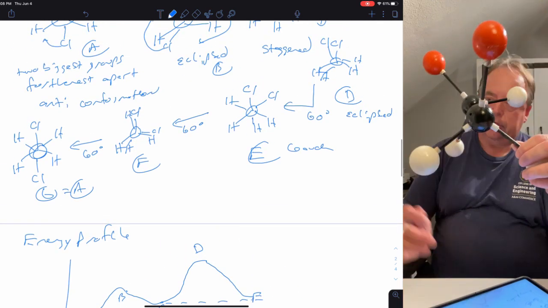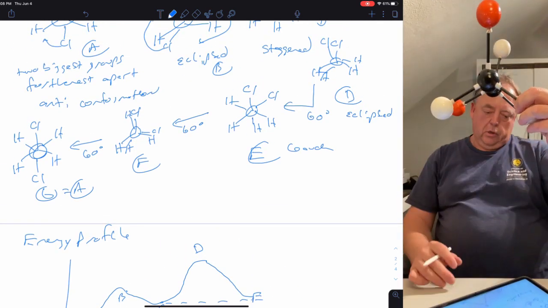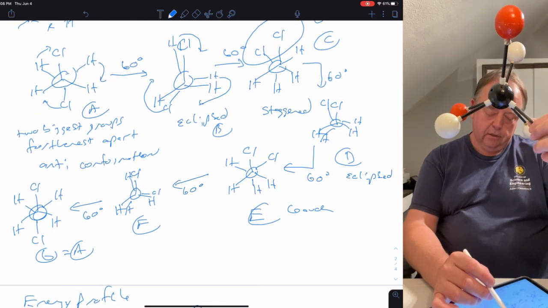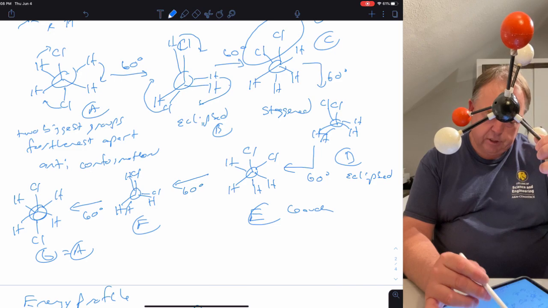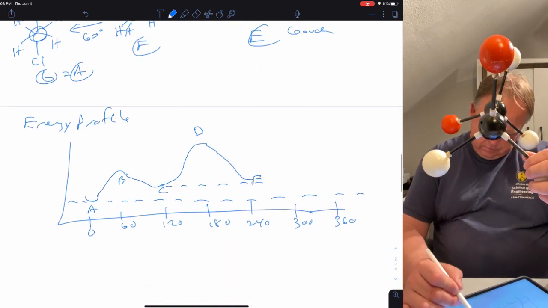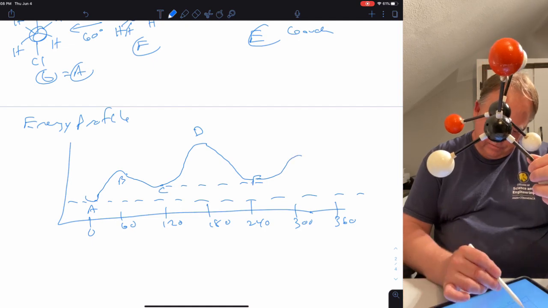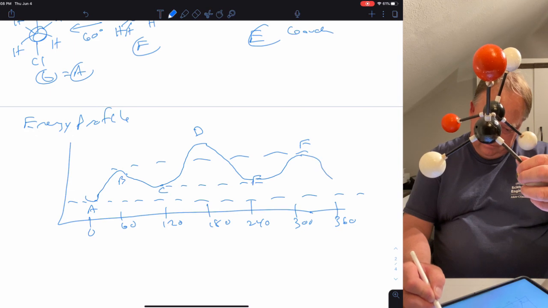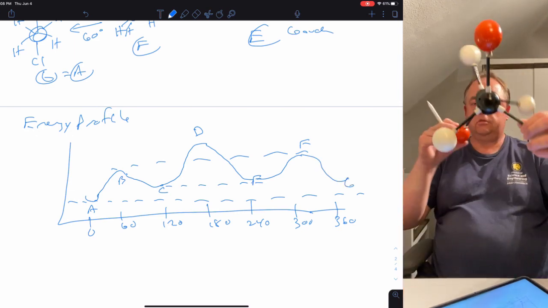And then when you go 60 more degrees, that's going to be equivalent to B, because you have two hydrogens behind each other, and then two hydrogen-chlorine interactions that are eclipsed. So that will go back to being equivalent to B. So F, and then when you go to G, you're back to where you started at, 360.